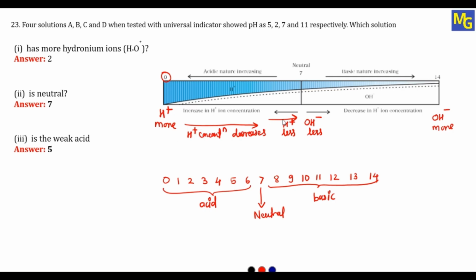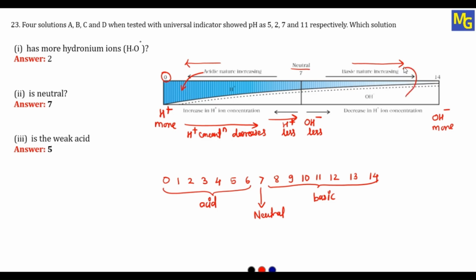Starting at 8, OH minus will be less, but at 14, OH minus will be more. So here if you see this diagram, the acidic nature increases on this side because here it is neutral, and on this side the basic nature increases. So blue color indicates the acidic nature, and this black indicates the basic nature.